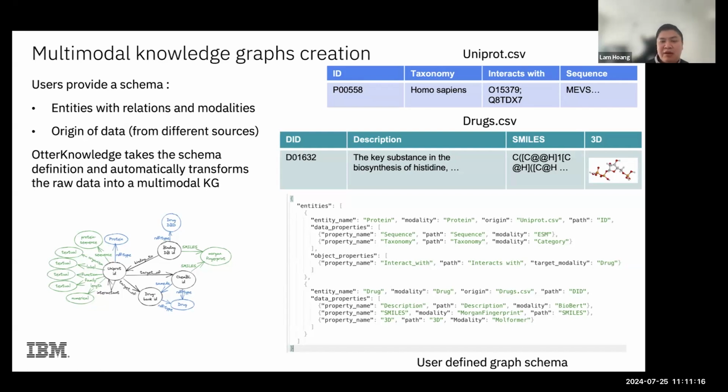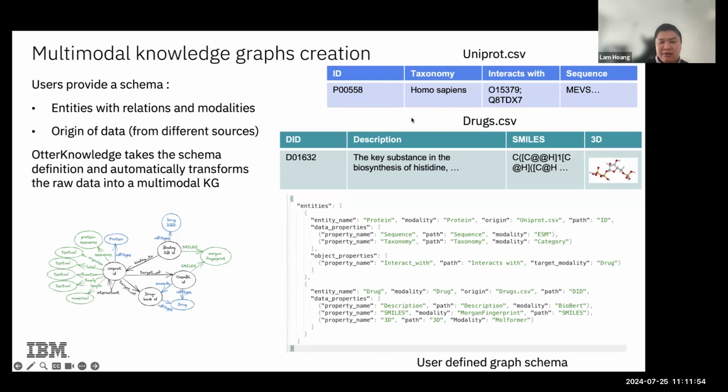This is an example of how we create a multimodal knowledge graph from different sources. What the user needs to provide is a schema, where they define the entity and the relation and the modality associated with the data properties. For example, in this toy example, you see two different data sources, right? One is UniProt and another is DrugBank. This is tabular data, but the data can be in different databases as well.